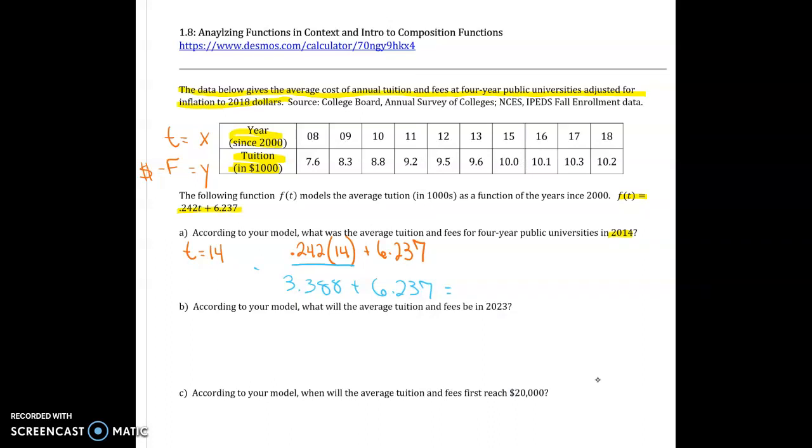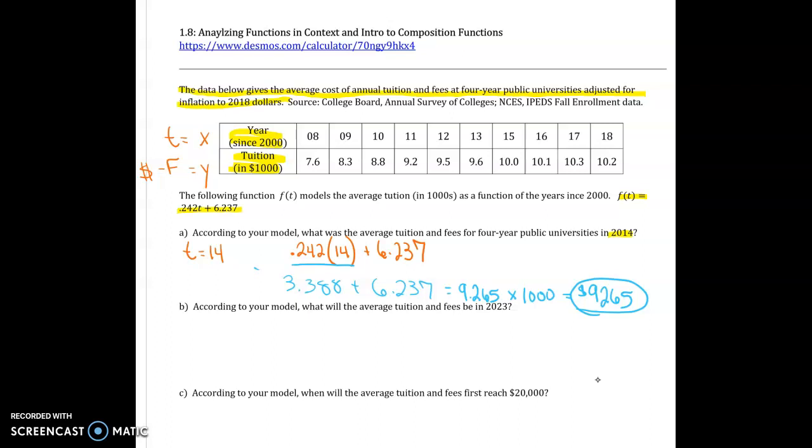So let's talk about what this number means. So first, I'm looking for tuition. And so the first thing I'm going to do is actually turn this into tuition dollars. So I'm going to take this and I'm going to multiply it by 1,000, which turns my tuition into $9,265. So that's how much tuition and fees they would have expected in 2014.